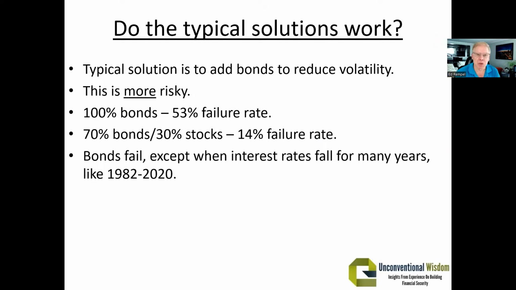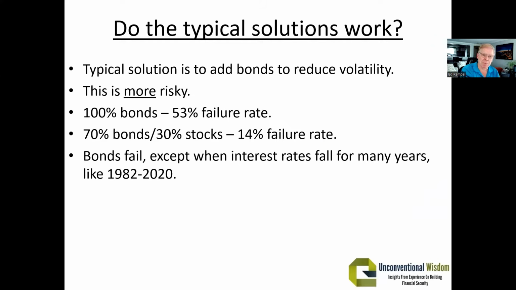So do the typical solutions work? The typical solution is to add bonds to reduce volatility. And you know what? This is more risky, not less risky. Remember, 100% stocks has about a 3 or 4% failure rate. 100% bonds has a 53% failure rate. Like most of the time it fails. And so, what if you're in between?